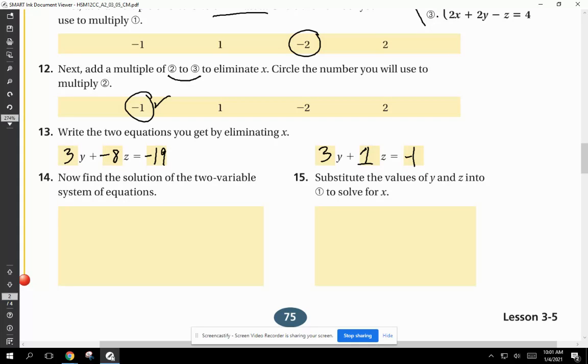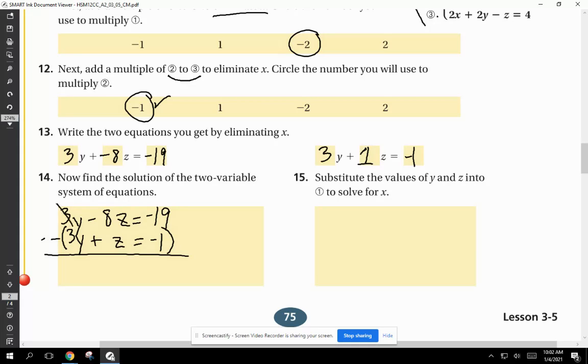Number 14, now find the solution to the 2 variable system of equations. So we're going to write all this work down. It's a lot of work, so bear with me. You have 3y minus 8z equals -19. And then you have negative, right, 3y plus z equals -1. It looks like that, right? When you subtract them, that's why it has a negative right here, because you're subtracting them.